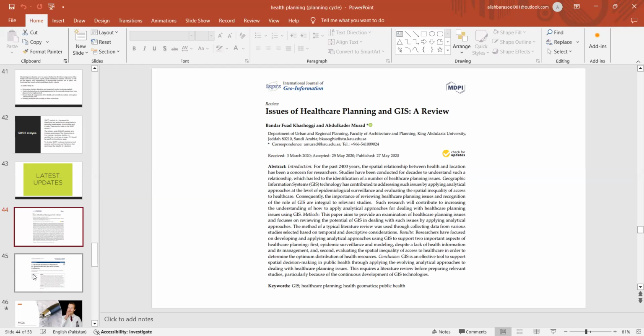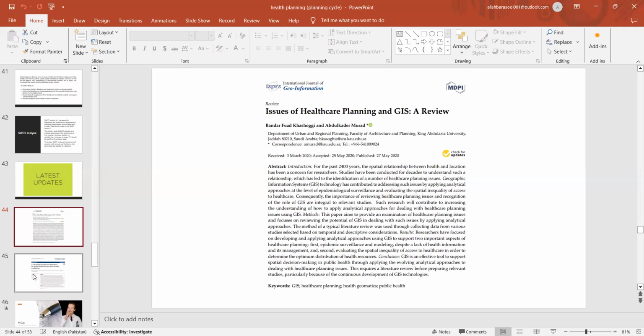Consequently, the importance of reviewing healthcare planning issues and recognition of the role of GIS are integral to relevant studies. Such research will contribute to increasing the understanding. Researchers have focused on developing and applying analytical approaches using GIS to support two important aspects of healthcare planning. First, epidemic surveillance and modeling, despite a lack of health information and its management. And second, evaluating the spatial inequality of access to healthcare in order to determine the optimum distribution of health resources. GIS is an effective tool to support spatial decision-making in public health through applying the evolving analytical approaches to dealing with healthcare planning issues.